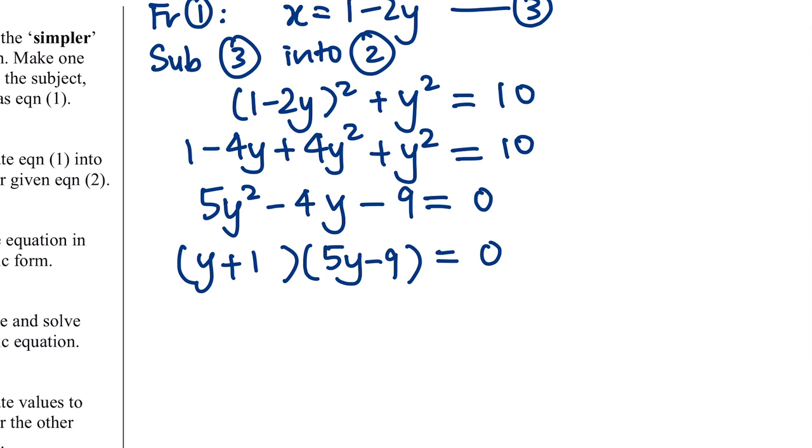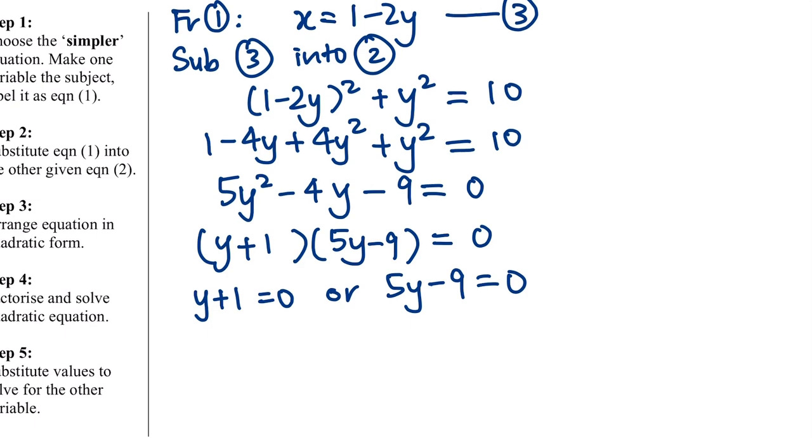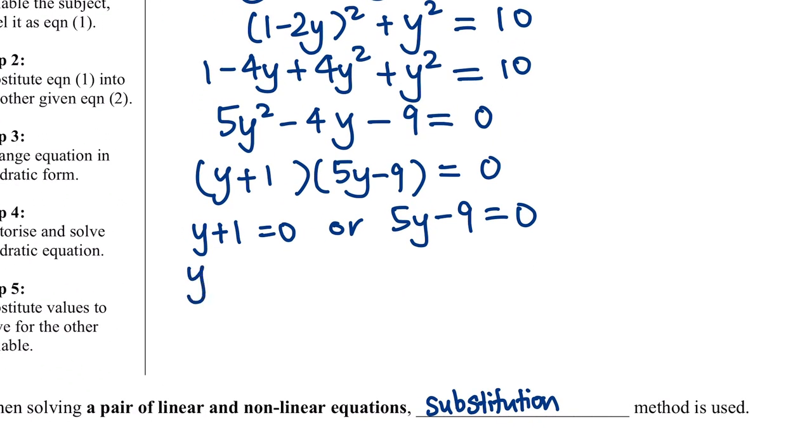So solving this equation, we're going to get y plus 1 equals 0, or 5y minus 9 equals 0. That's applying the zero product rule. And then next, y equals negative 1, or y equals 9 over 5. For those who prefer to leave your answer as a mixed number, you can also do that. But for later on, when we try to solve for the value of x, the improper fraction will be easier for us to work with.